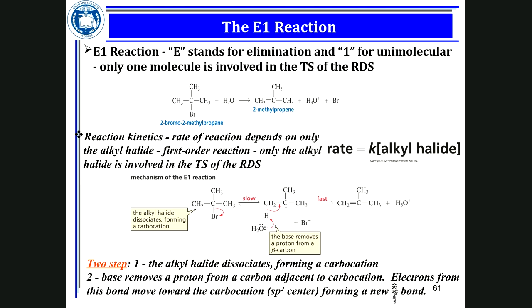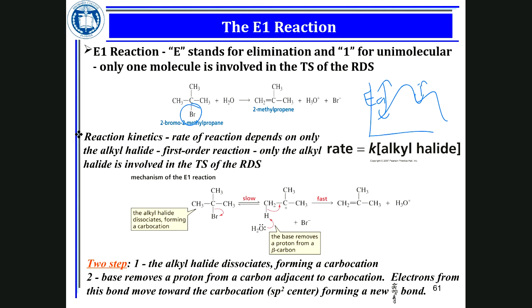If the halide leaves first, then you end up with carbocation, and then you have two-step reaction. In two-step reaction, you have multi-step or a stepwise reaction. You again have a slow step and fast step. The fast step has lower activation energy, a slow step has greater activation energy. Basically, formation of carbocation in this case is going to be the rate determining step.